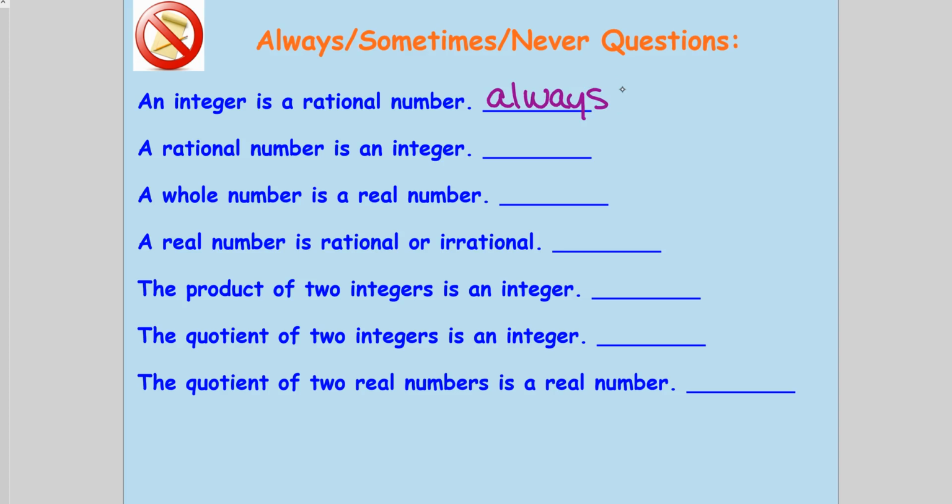Five over 1 is the integer 5. 17 can be written as 17 over 1, etc. How about the next one? A rational number is an integer. Is every rational number an integer? Think about that. 6 is a rational number. It's an integer. 6/4 is a rational number. It's not an integer. So this one would be sometimes.